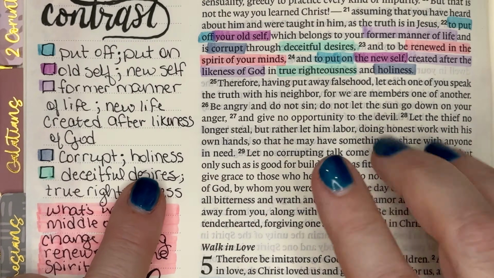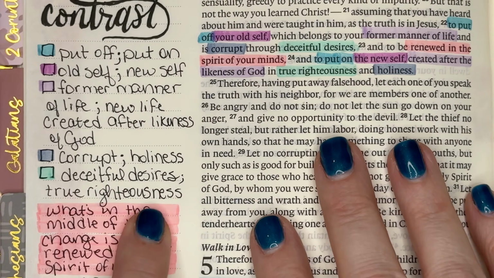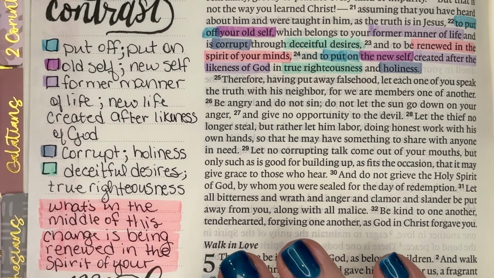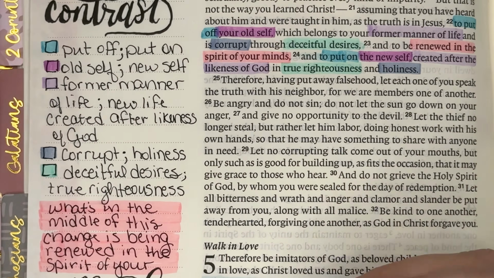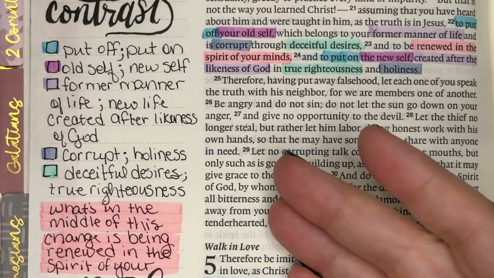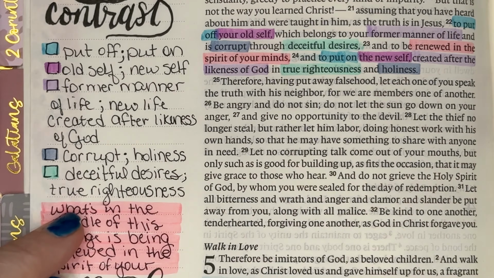And we see the deceitful desires versus true righteousness. These deceitful desires, these things that promise us life, they lead to destruction. Now contrast that with the righteousness rooted in truth that actually leads us to life, eternal life. In these verses, Paul is painting this vivid picture of transformation. Here he uses contrast to show us what we were and what we are in Christ.